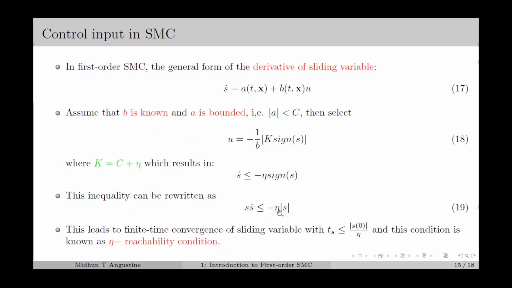This ensures that the magnitude of the sliding variable decreases at a rate of at least eta, and the sliding variable converges to 0 in a finite time ts upper bounded by mod s of 0 by eta, where s of 0 is the initial value of the sliding variable. We call this criterion the eta reachability condition, which is normally used for designing the first order SMC control law.